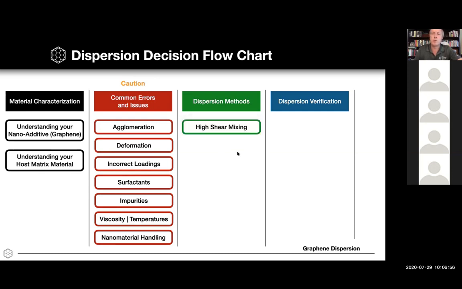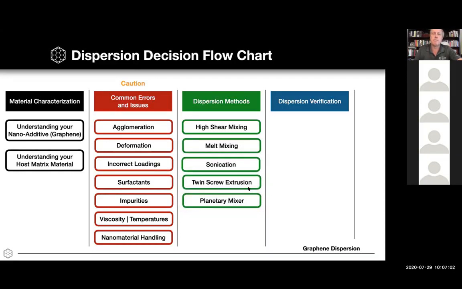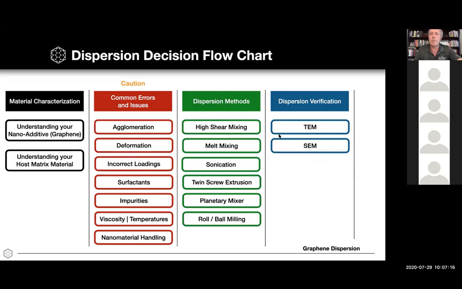Dispersion methods include things like high shear mixing, melt mixing. You have sonication, twin screw extrusion, planetary mixers, ball milling, and other methods. And of course, these not only can be used on their own, but they can be used in combination and at different process stages.